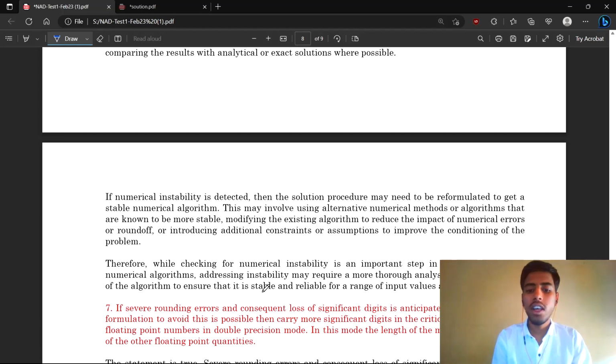addressing instability may require a more thorough analysis and reformulation of the algorithm to ensure that it is stable and reliable for a range of input values and conditions.